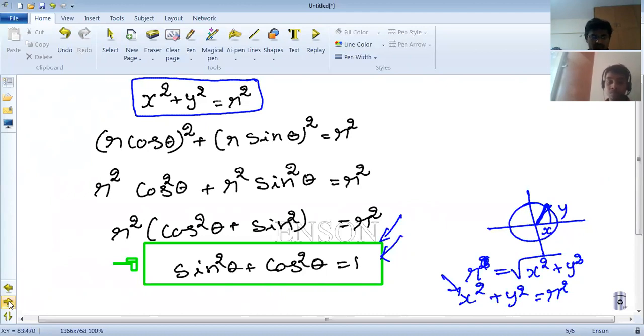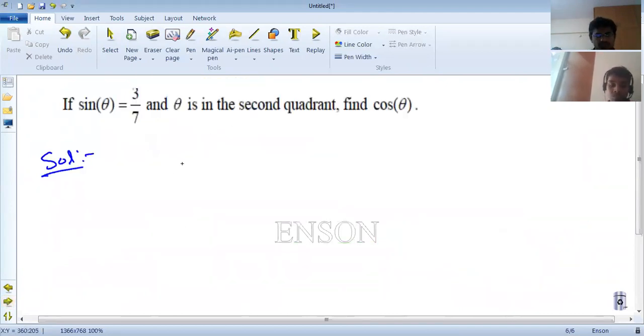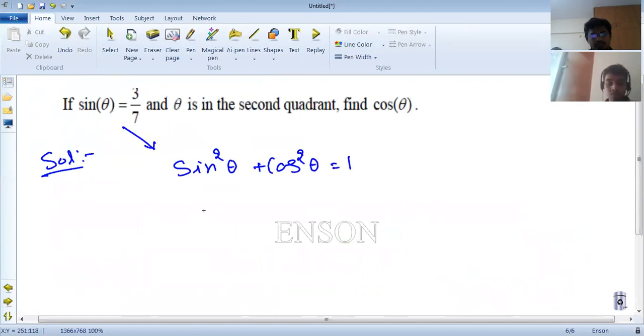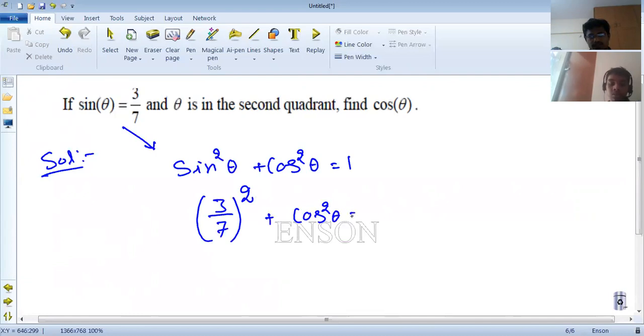So for this question, we need to use sine squared theta plus cos squared theta is equal to 1. From the given question, we have sine theta, which is 3 by 7. But according to the formula, we need to square it. Squared plus cos squared theta is equal to 1. Now tell me the value for cos theta. Finalize the answer.